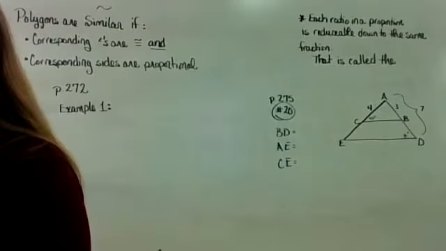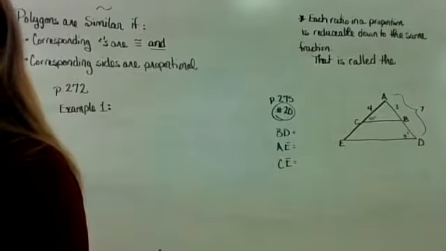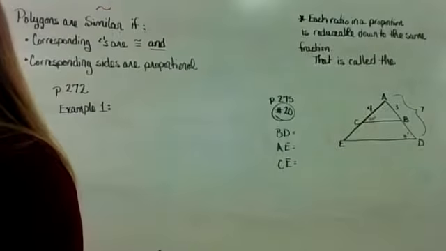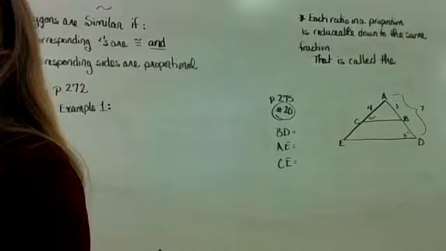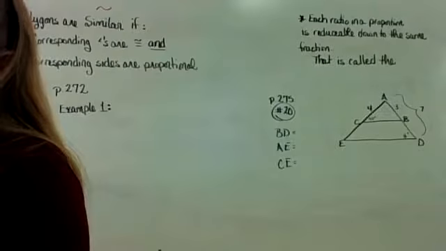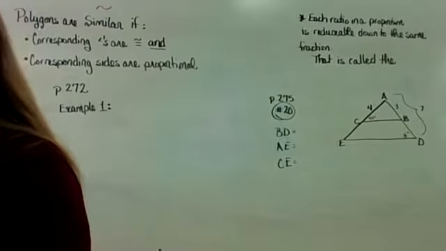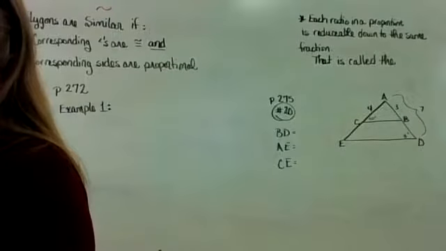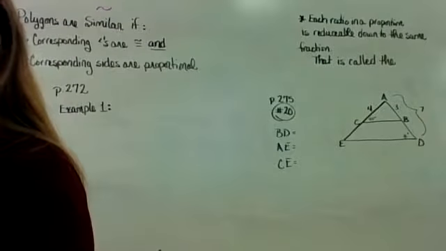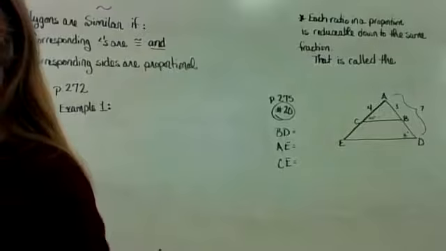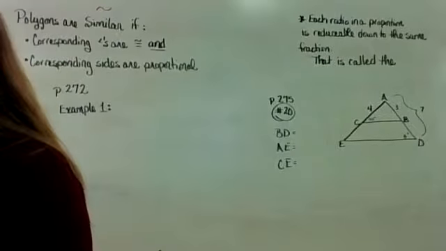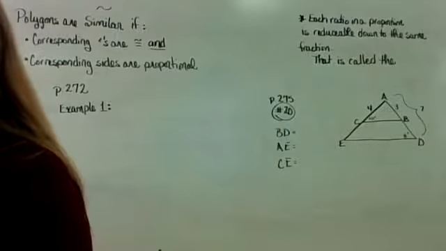And since we have two congruent angles, we know the other angle must be congruent because all angles have to add up to 180. If we subtract the x and the 90 from 180, we get some number, which is going to be the exact same number as we get on the bottom. So all of our angles are congruent. Part 1, done. Now, the sides have to be proportional as well.